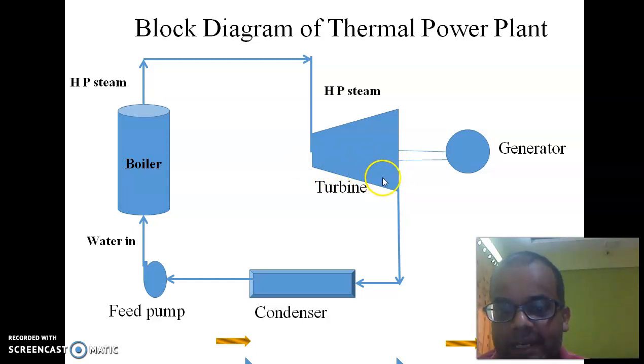Now this turbine is coupled with the generator. As the turbine rotates, the generator shaft also starts to rotate, and the mechanical energy will be converted into electrical energy. That electrical energy generated will pass through to the load centers.